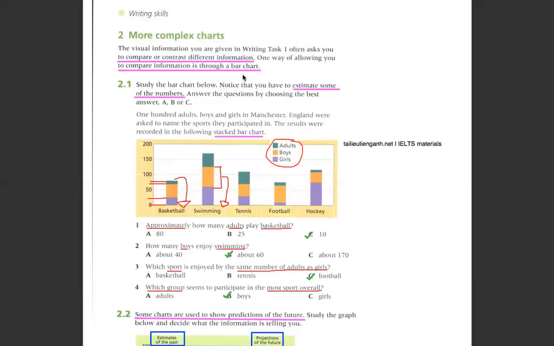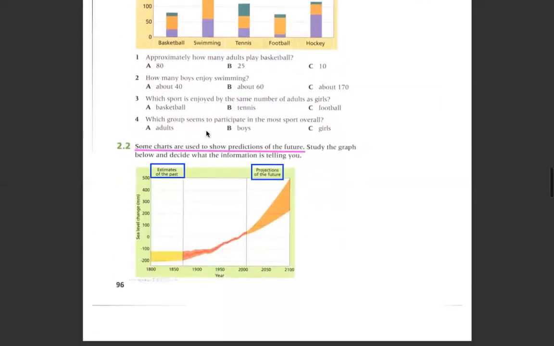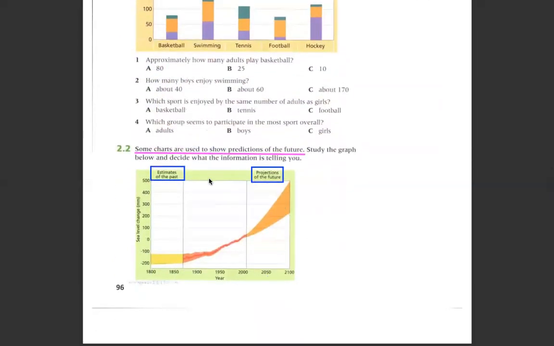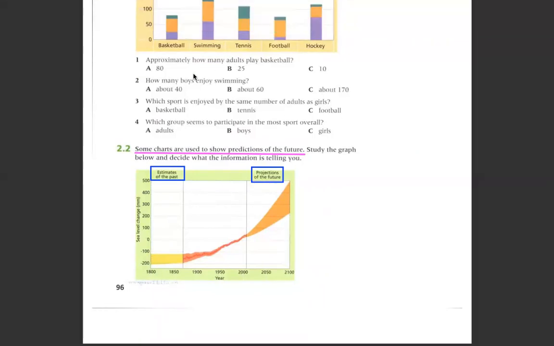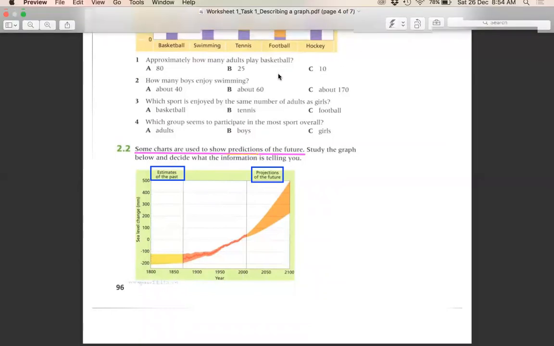Remember, if we're making guesses, then we want to use words like about and approximately as well. Okay, and this shows that it's a guess. We're not 100% sure what the number is. Okay, great, well done. Now we're going to have a look at another kind of chart. This is a line graph again, but this kind of line graph shows predictions of the future. So sometimes you may need to write about predictions of the future. So this is not something that we know, but something that we're guessing.